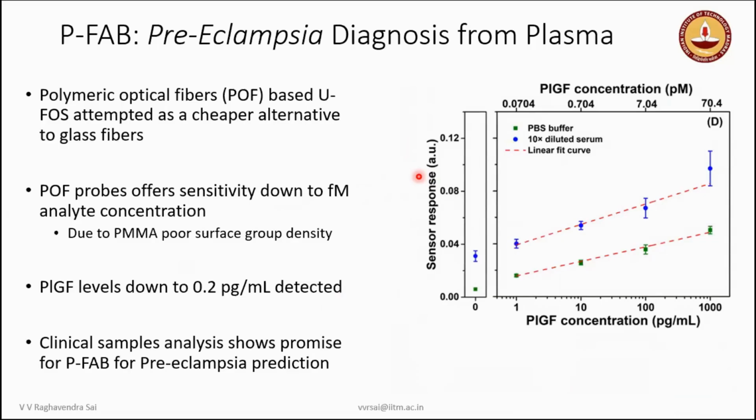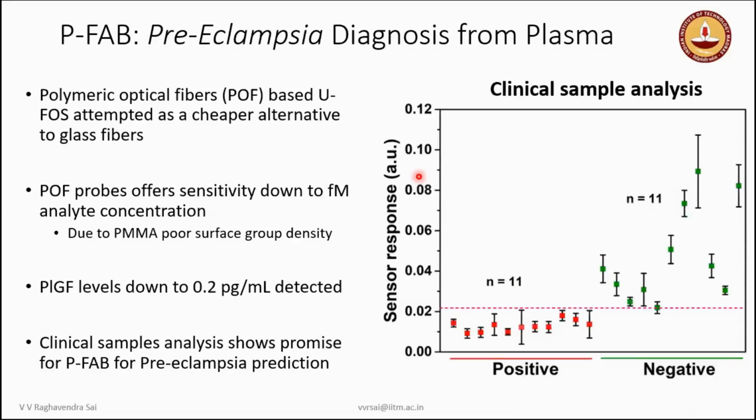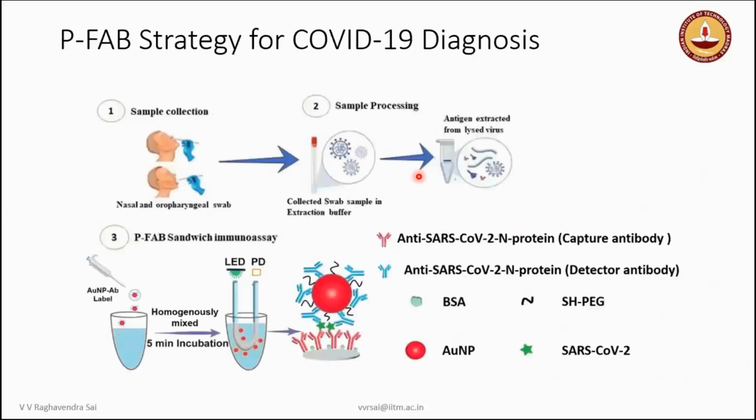So with that preliminary result, dose response curves, we went ahead and did clinical sample analysis. We were able to distinguish positive and negative samples, 11 positive and negative samples each. Not a big number. We need to do more sample analysis, up to a number like 100, 200, 500. Then CDSCO can look at these results. So we'll be doing that in the near future.